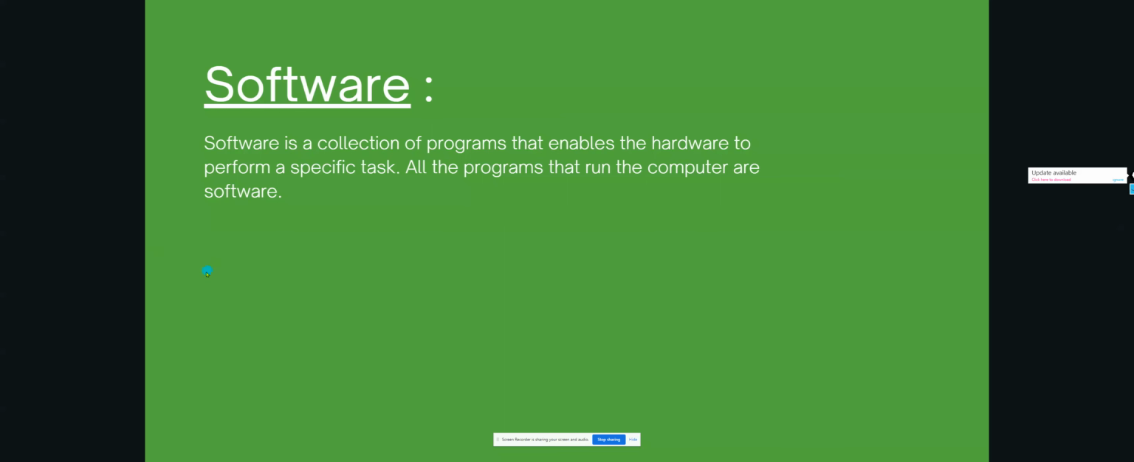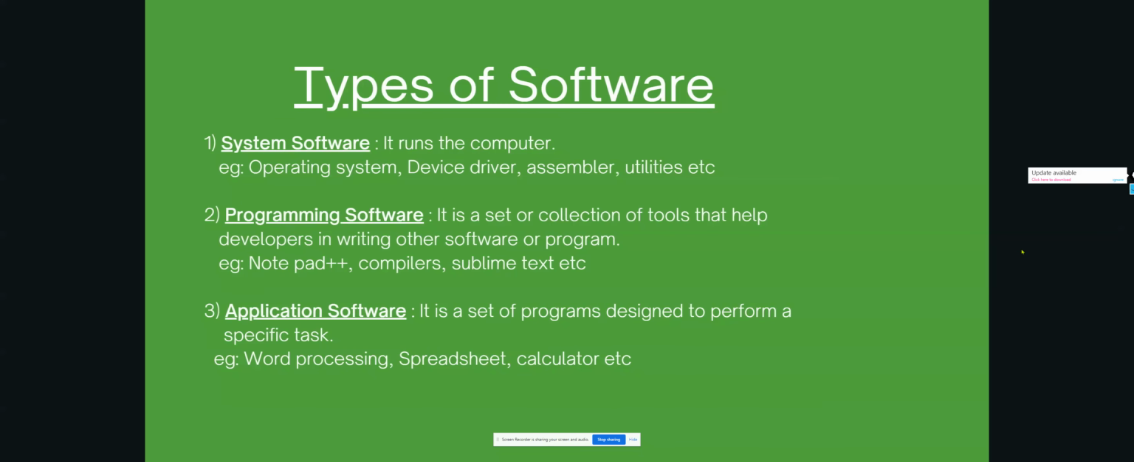There are different types of software, but basically you should know what software will be connected with the system. There are three different types of software: one is system software, second is programming software, and third is application software. First let us look into the system software.